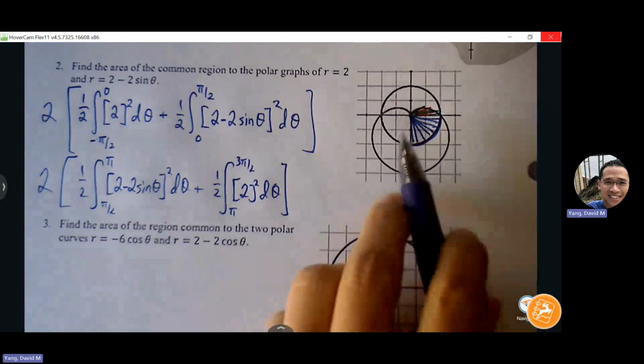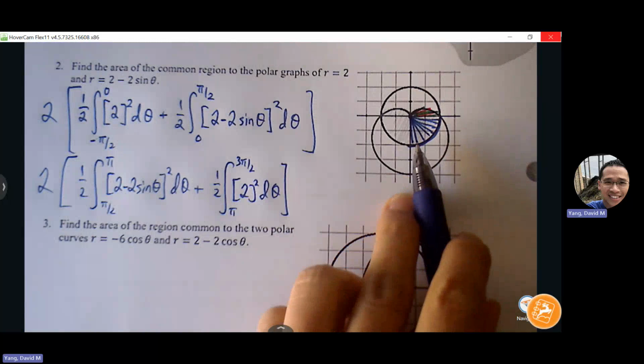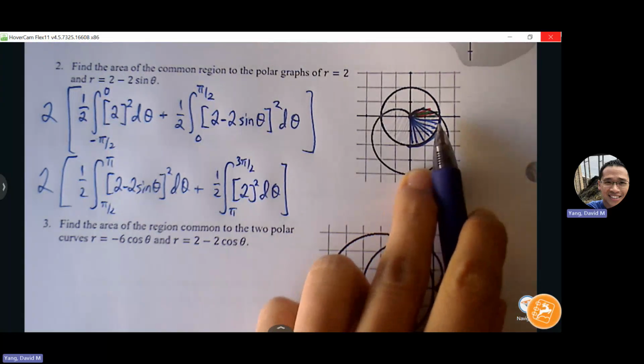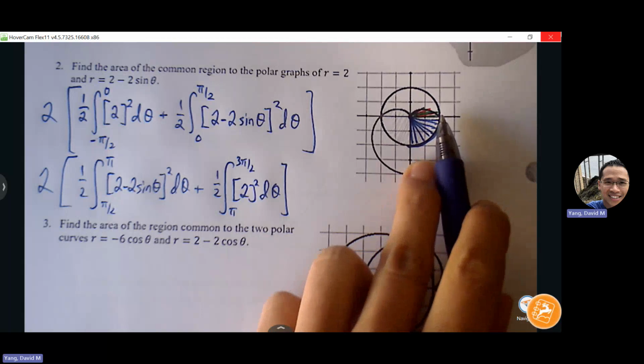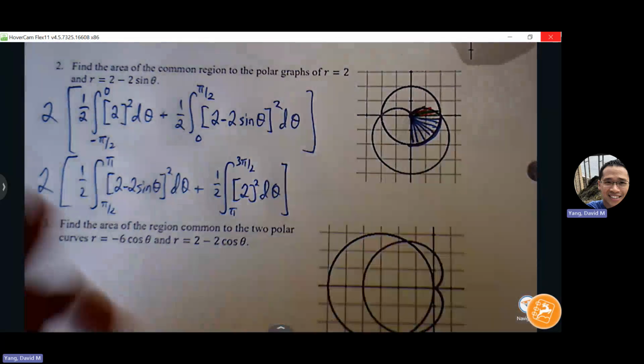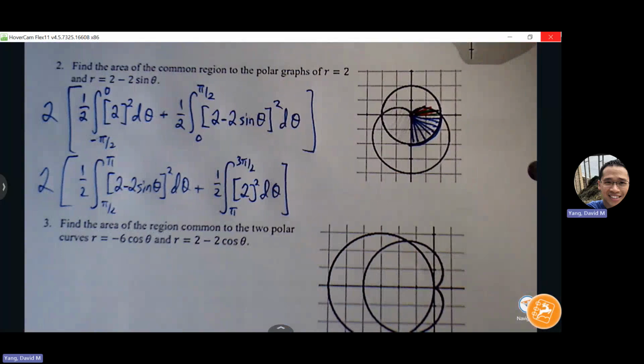Or if you want to split up and say, okay, I want to do 3 pi over 2 to 2 pi for this region, and then jump from 0 to pi over 2 for the second region, that's fine as well. You can test all those variations just to confirm that it does work, but there's more than one way to do this.